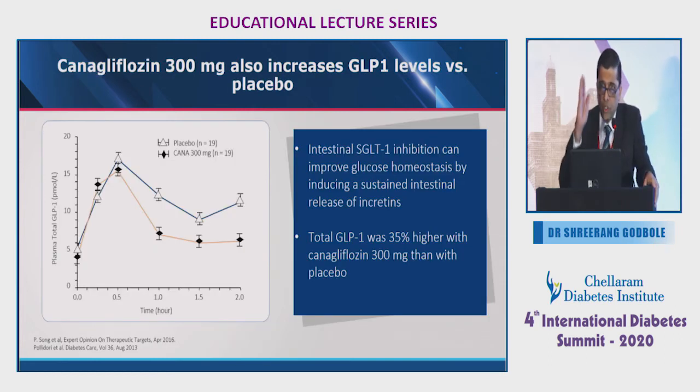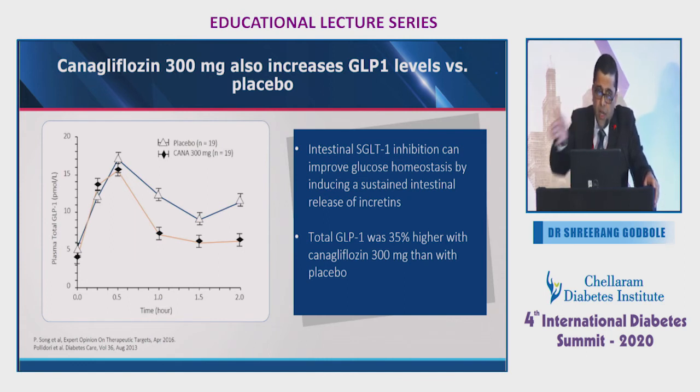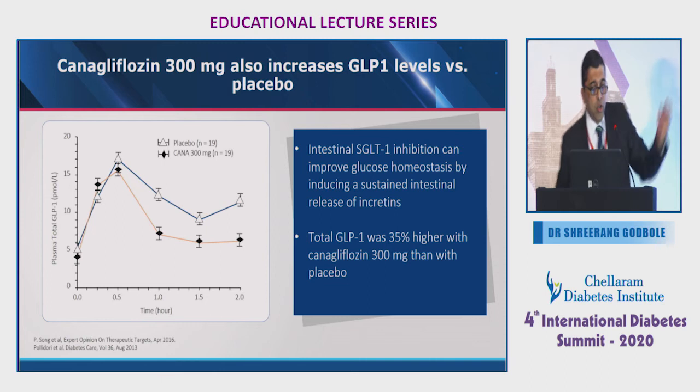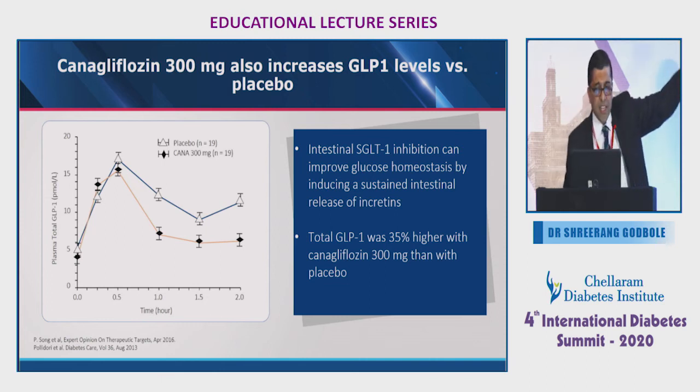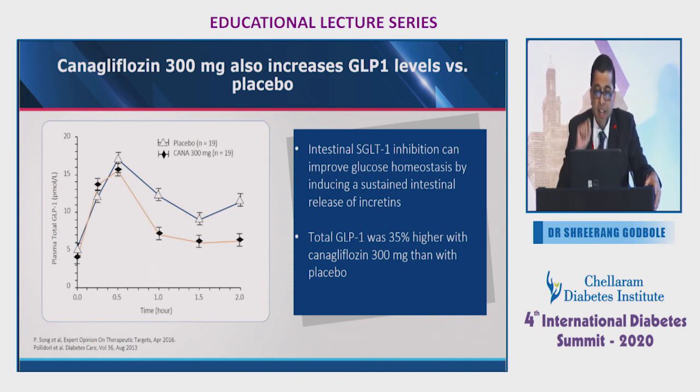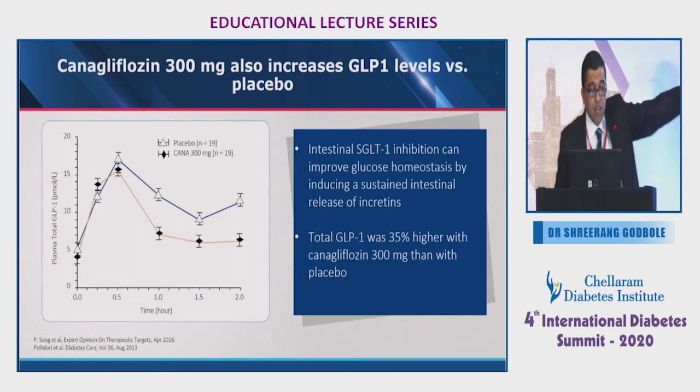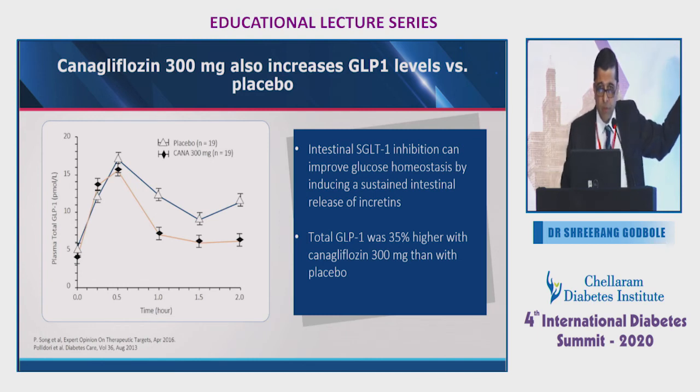Now, if you're going to inhibit the absorption of glucose in the gut, naturally, more glucose and nutrients will be diverted to the colon. And that is how the incretins are stimulated. So if you inhibit the intestinal SGLT1, it improves the glucose homeostasis by inducing a sustained intestinal release of incretins. And one of the incretins, of course, is GLP-1. Now remember, this is an SGLT2 inhibitor. It's not a DPP-4 inhibitor.